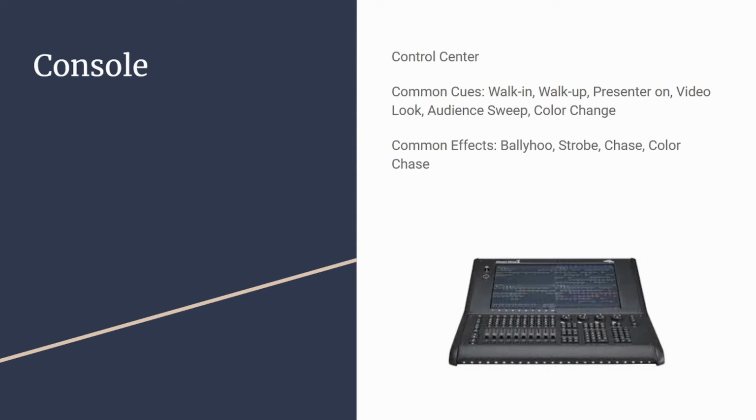There's also common effects that you can do. So ballyhoos, when you have your movers moving throughout the audience, strobes, where you get that intense blinking. Chase means the fixtures dim on and off in a sequential way. You can have it set to the beat of music or anything like that. A color chase means that the light's colors change in a specific way, in a repeating way, just like these other effects.